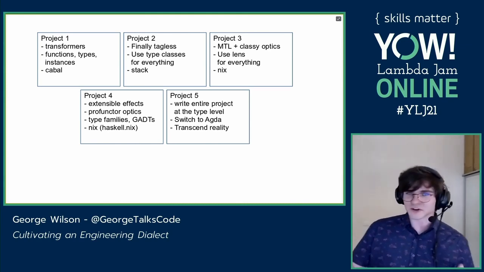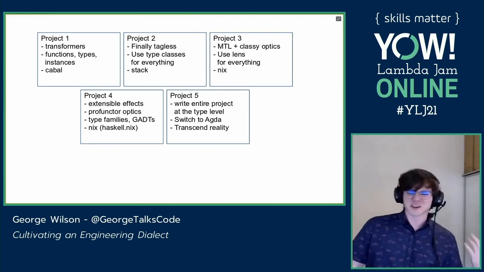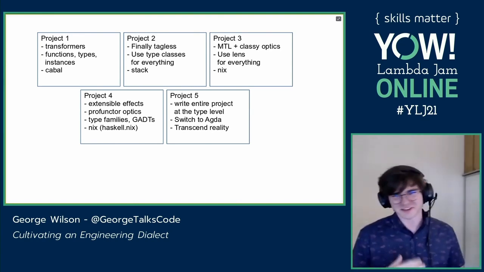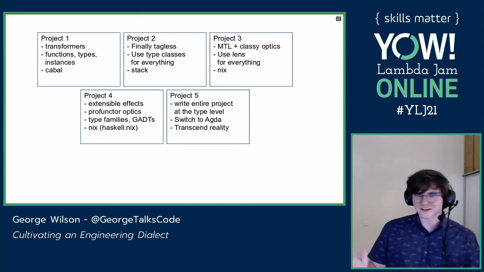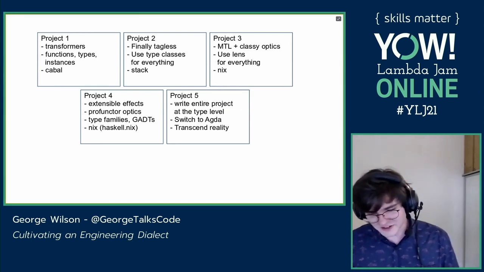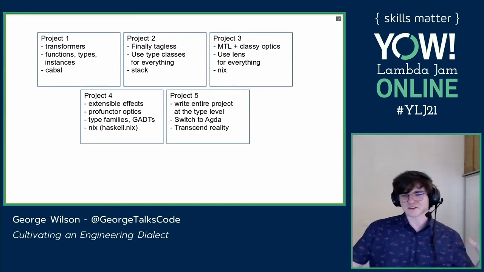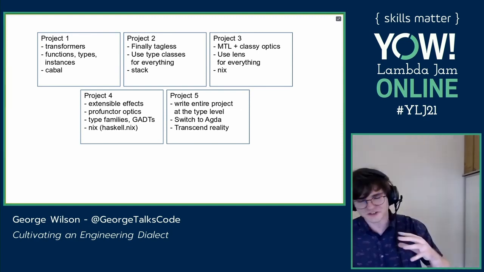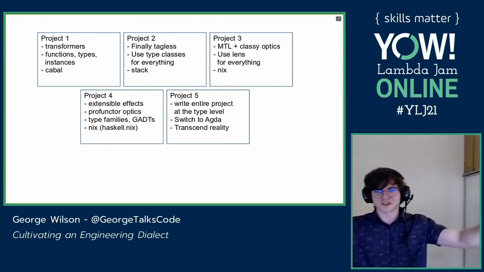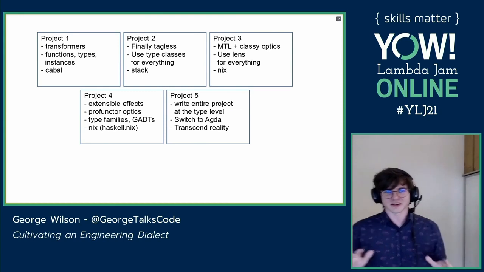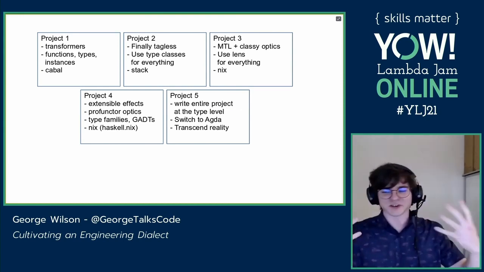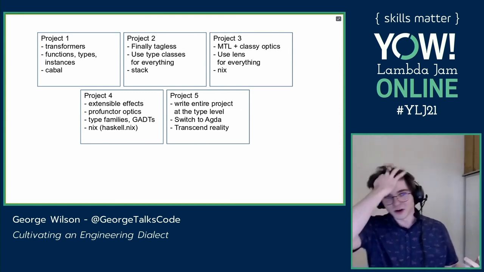And then we're like, oh, project number 3. Oh, we're still using Van Laarhoven lenses. I like profunctor optics, but all right. And I don't remember how MTL and classy optics work. And so what happens is our maintenance has kind of slowed down to a halt because we've just used so many different techniques all over the place that we just have to load so much stuff back into our heads to work on any of the code.